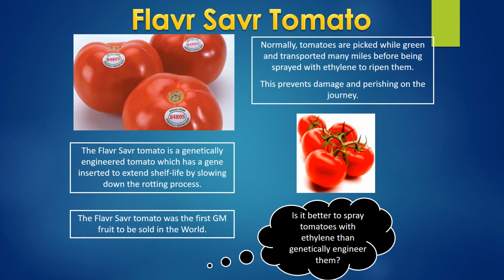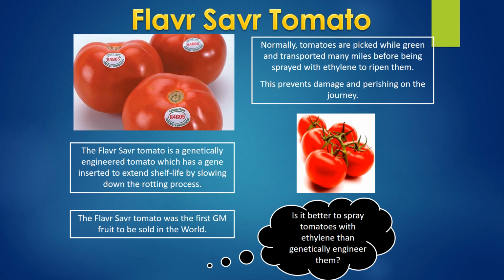Flavour Saver tomatoes. Tomatoes are probably the most genetically modified food, apart from certain flour crops, not flowers, but flour like wheat and grains, which are heavily genetically modified. They put the modification in tomatoes to extend the shelf life, and it basically slows down the rotting, so they're red for longer.